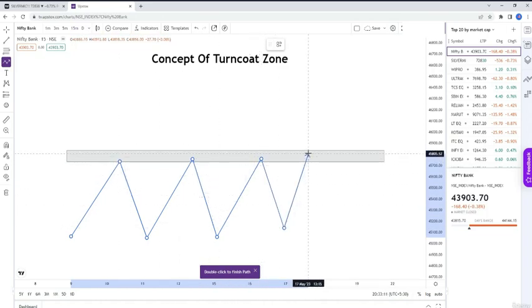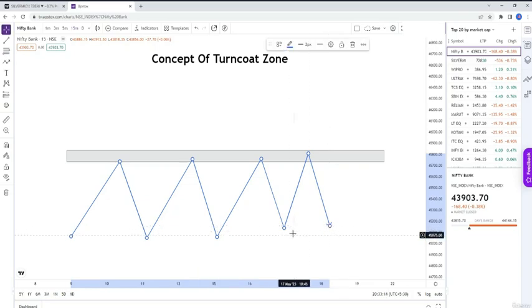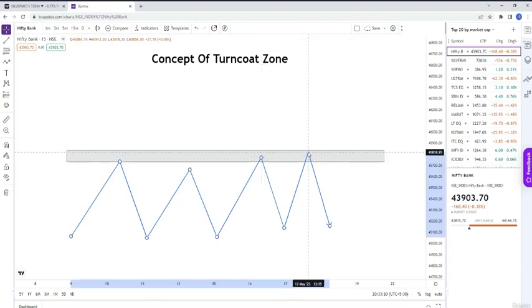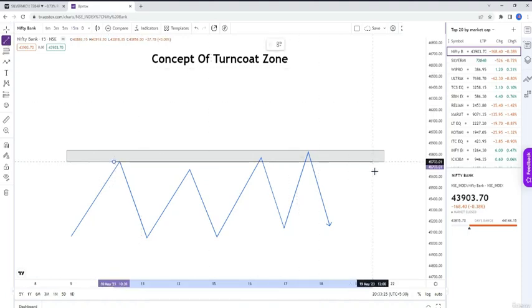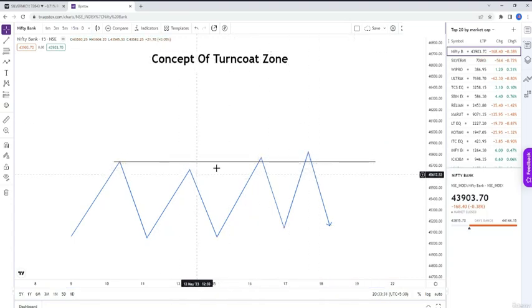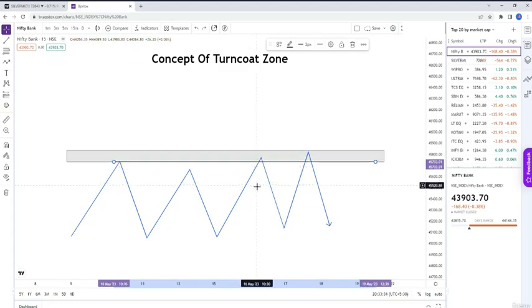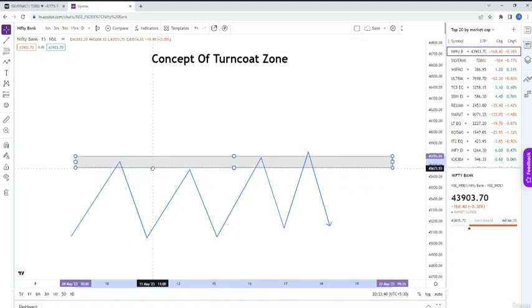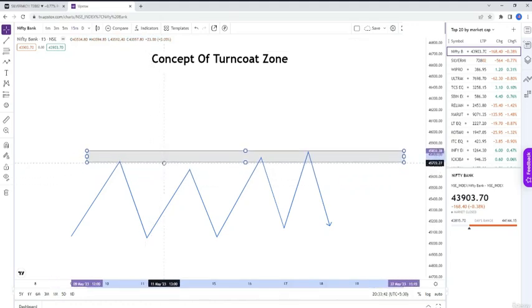Why am I drawing it like a zone? Because sometimes it will touch this area, sometimes it will go inside this area, sometimes it will go more inside this area. So if you draw a single line, it's very hard to tell where is the zone, where is the resistance, right? This is the resistance, this is the resistance, right? So it's very hard to predict where is the resistance. So the right way to draw any area or resistance is using zones.